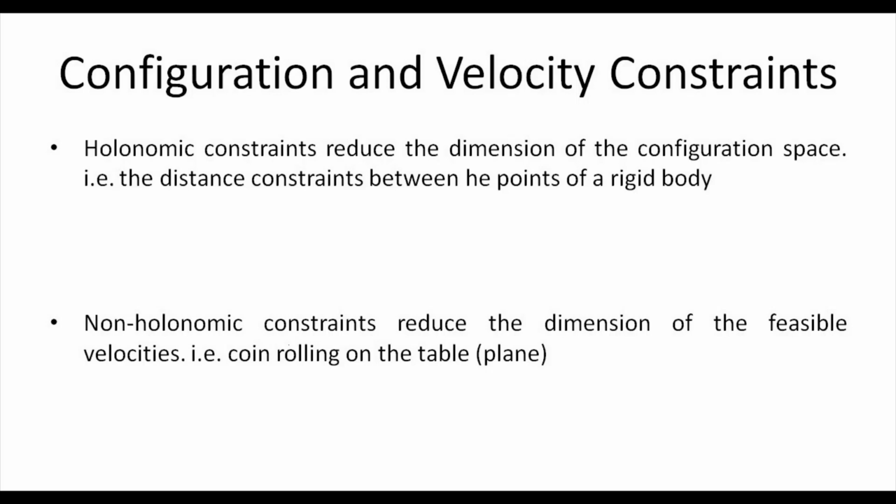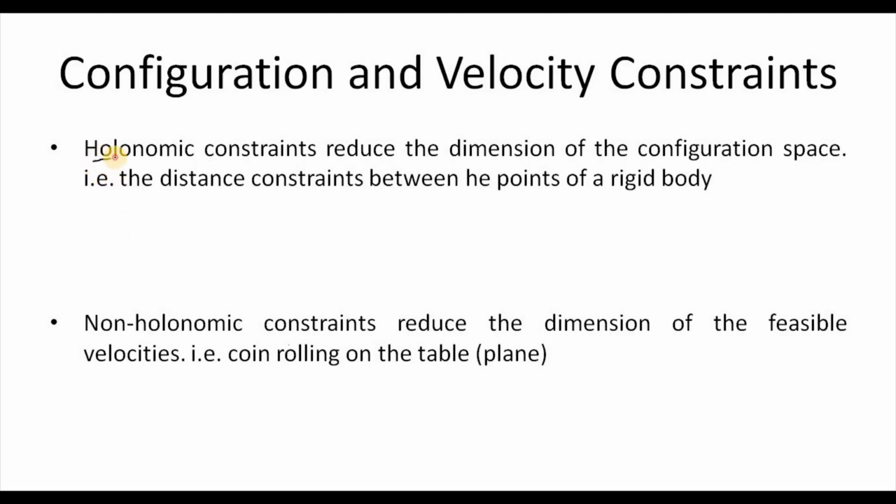So now we shall study the configuration and velocity constraints. The constraints actually limit the motion along some specific coordinate. These constraints can be configuration constraints, or they can also be velocity constraints that limit velocity along certain directions. So two of these constraints are worth mentioning.